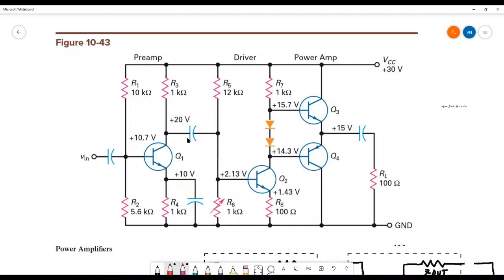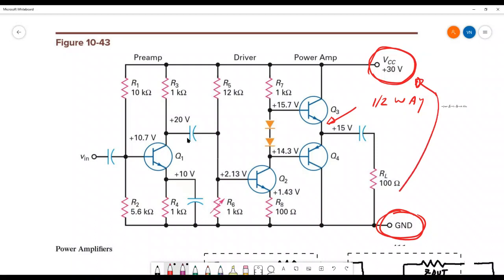On the AB amplifier, one of the first things you should notice is that this is not a split supply. This amplifier has a single supply, 30 volts to ground. That's no problem, you can totally do that. The only thing to keep in mind is that when this was plus minus 15, the point here in the middle was 0 volts. It's no longer 0 volts, but it's still halfway, halfway between 30 volts and ground.